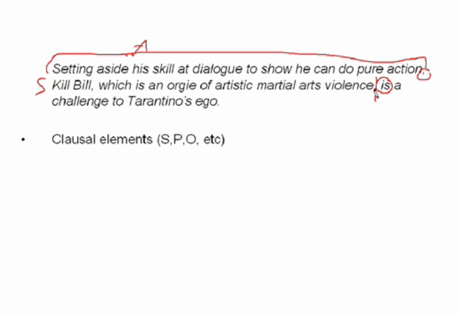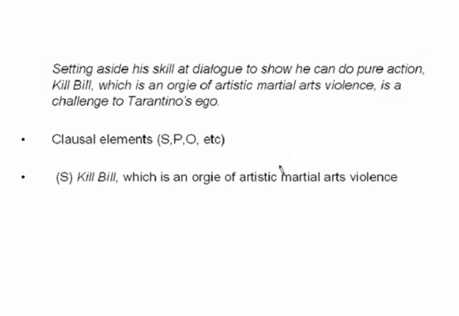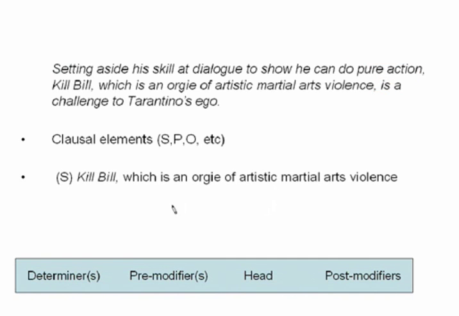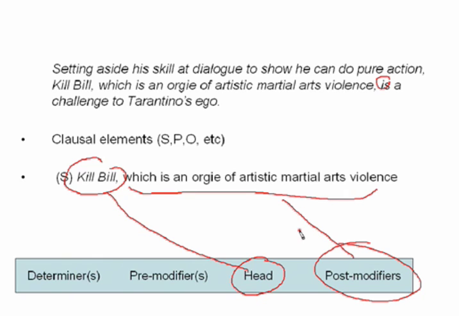And then what follows here is, because it's is, a subject complement. So this is breaking it down then. And we have Kill Bill. What is a challenge to Tarantino's ego? It's Kill Bill, the name of this film. So Kill Bill is the head. There's nothing before it, therefore there are no determiners or pre-modifiers, and all of this which follows here is a post-modifier.